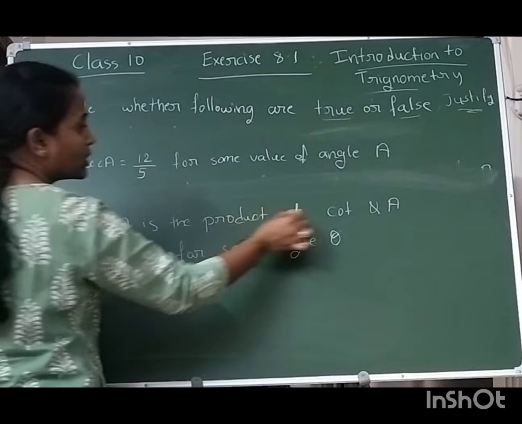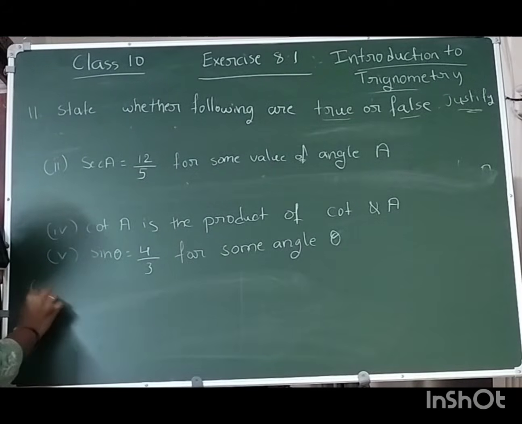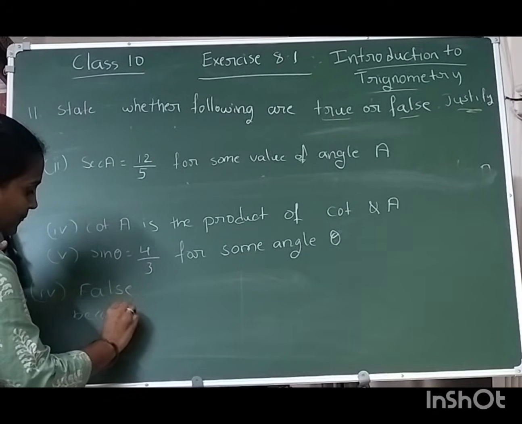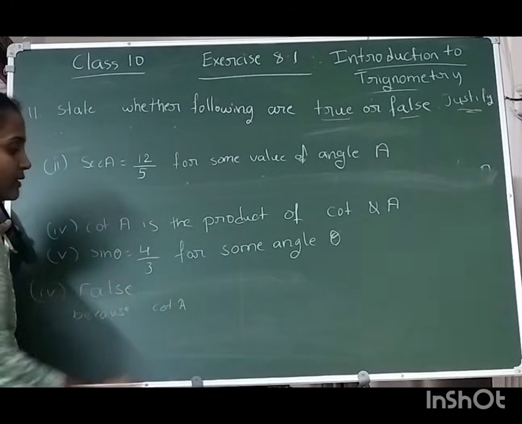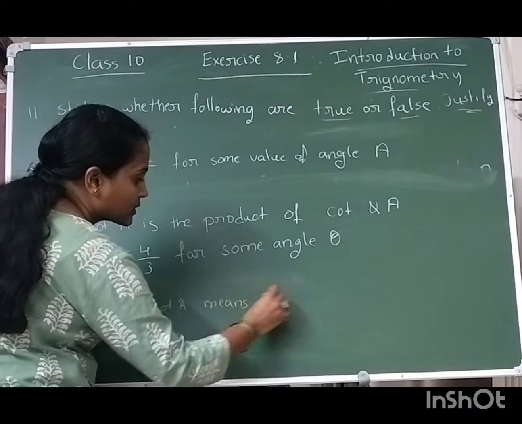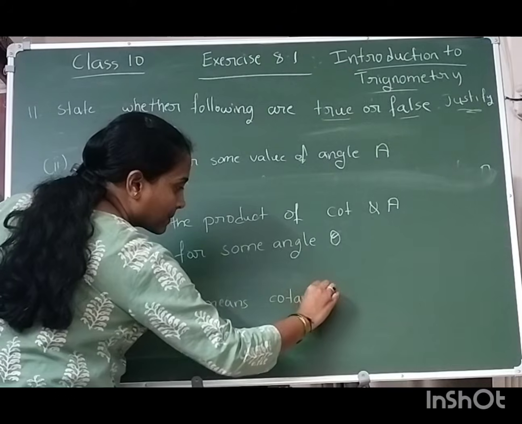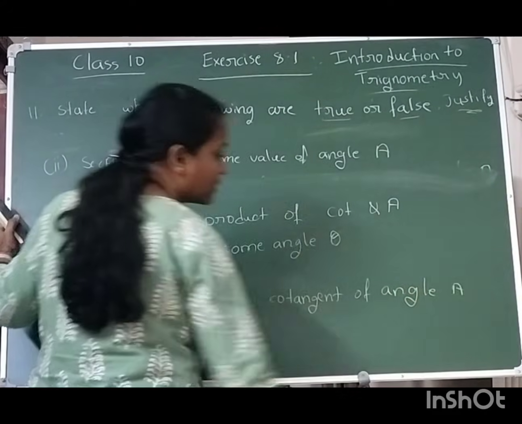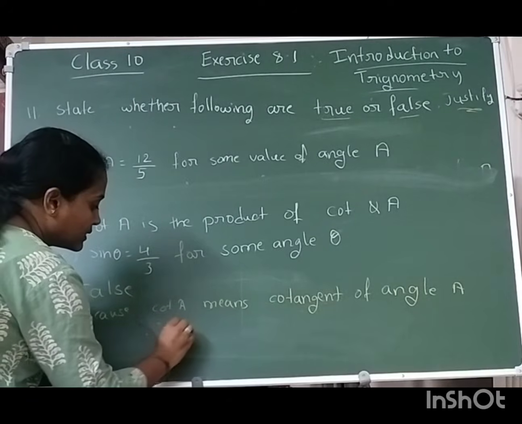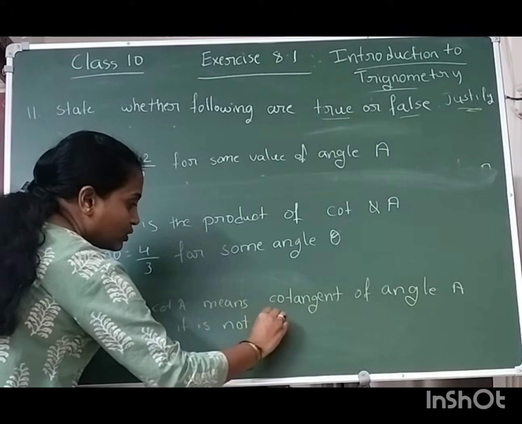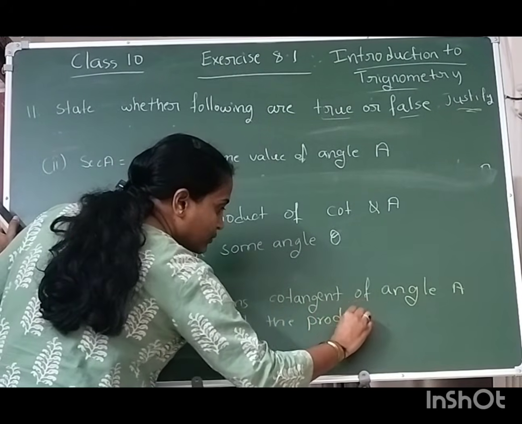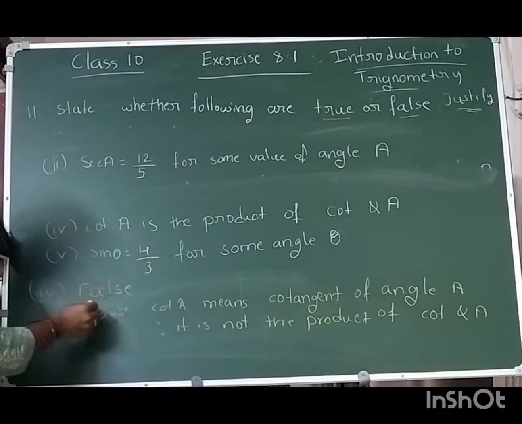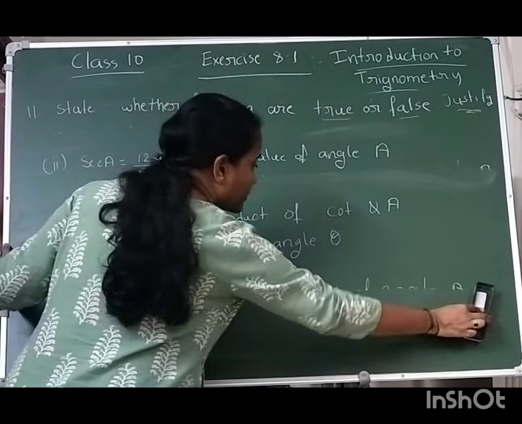So the fourth question is: cot A is the product of cot and A. It is false because cot A means cotangent of angle A, not the product of cot and A. So this is also false. We can remove the question.